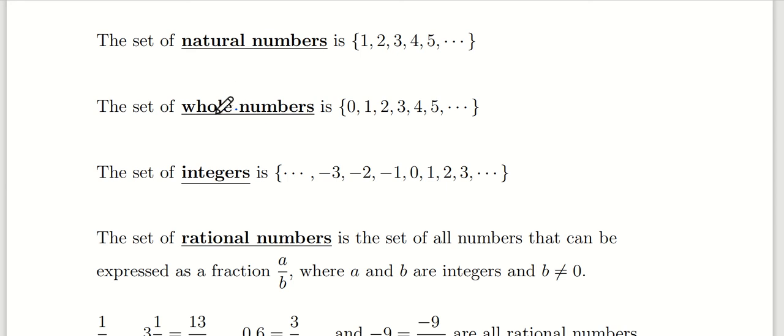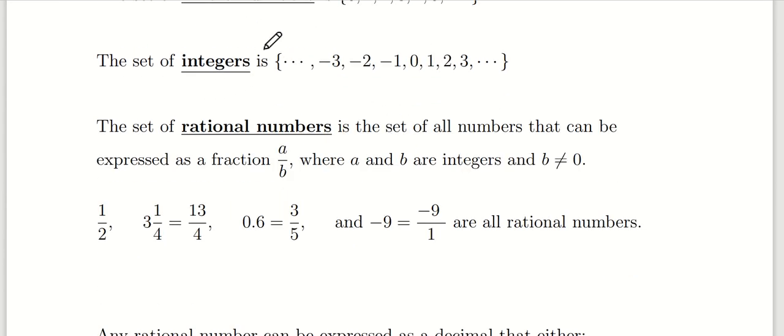Again, if you look at the word whole, the letter O kind of resembles a 0. So 0 is in the whole numbers. 0 is not in the natural numbers. From there, we moved on to the set of integers. The integers are the whole numbers and their negatives. So 0, 1, 2, 3, 4, etc., as well as -1, -2, -3, etc.